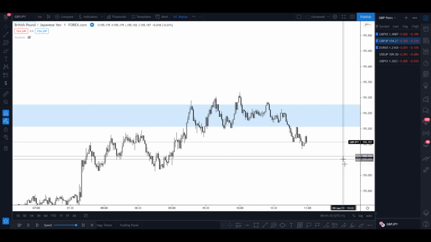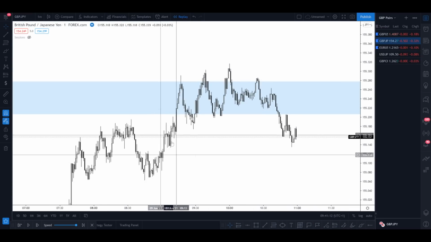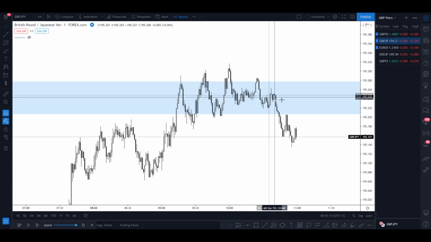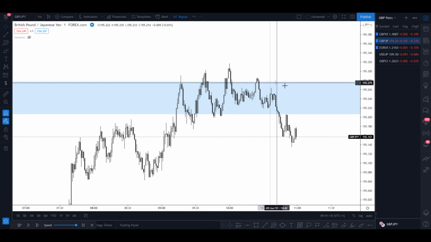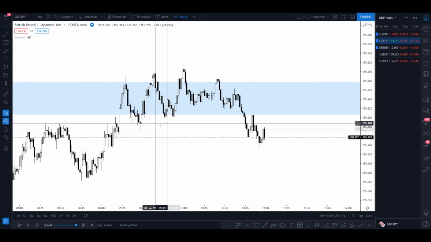If we want to see price go down, but the overall structure on the 1 minute is going up, then that means we don't take the trade. We need to wait for price to actually go down, break structure on the 1 minute, and then we can take that sell. So what do we see over here?